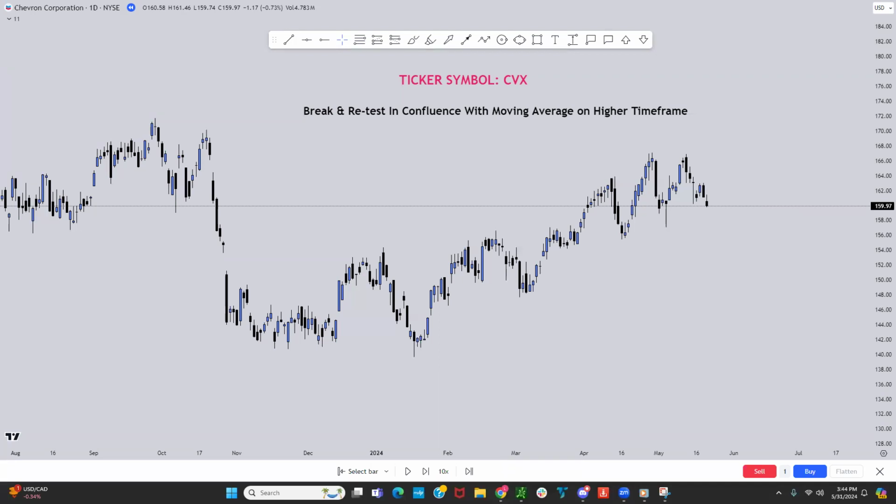All right, so you can see it's the ticker symbol CVX, and it has to do with the break and retest strategy in confluence with a moving average on the higher time frame. So in this case, as in the other cases that I've shown, the time frame that we're dealing with is the daily time frame. This is where we're getting our setup from. It's the same setup as the other examples that were shown.